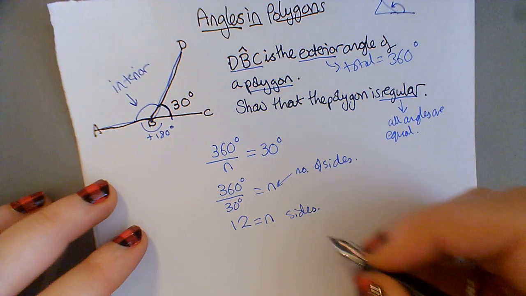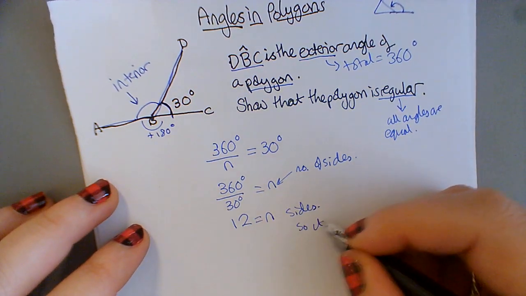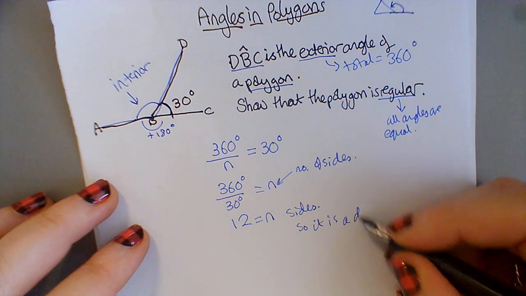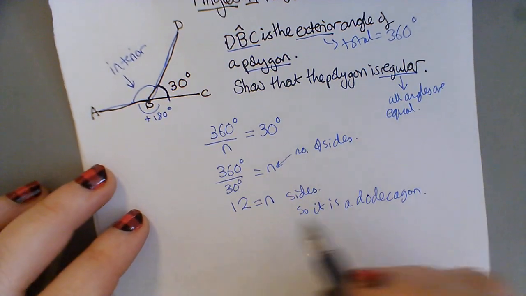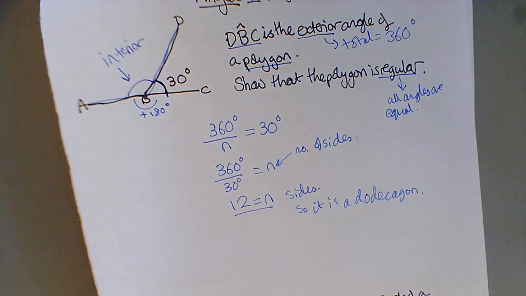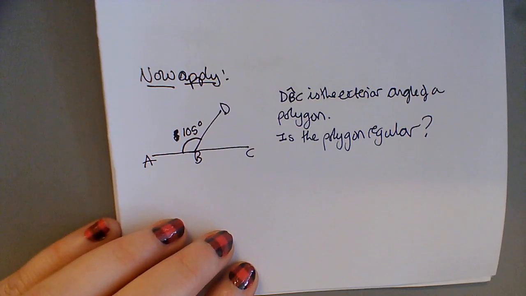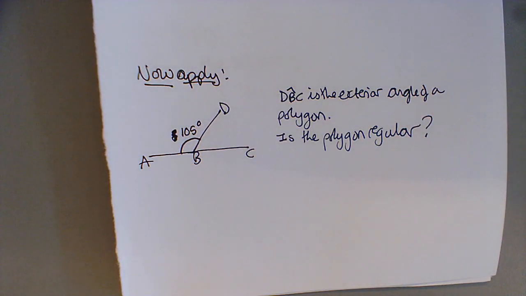This is an integer, so it is a dodecagon, which you don't need to know, but it's handy. It's got 12 sides, so it has to be a regular polygon because we've got a correct number of sides. When you're ready, pause the video and have a go at your turn.